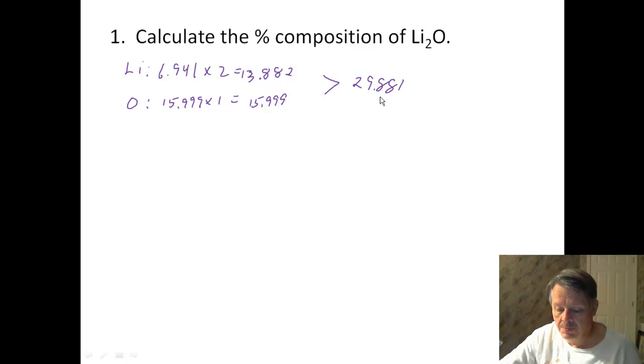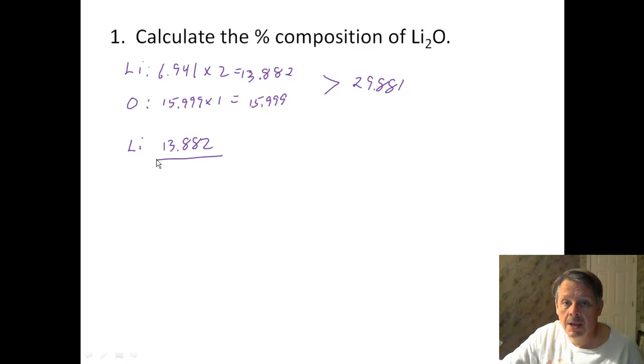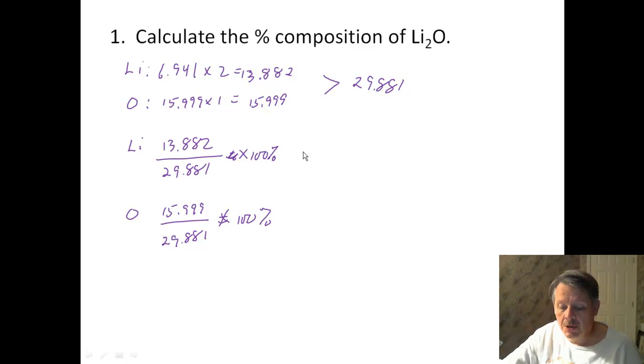When I add them together, I get 29.881. Now, I need to take the mass of lithium, which is 13.882, and divide by the total, which is 29.881. And I have to take oxygen, which is 15.999, and do the same thing with it, and divide it by the total. Now, sorry, I need to multiply these by 100%. That's where you find percent composition.